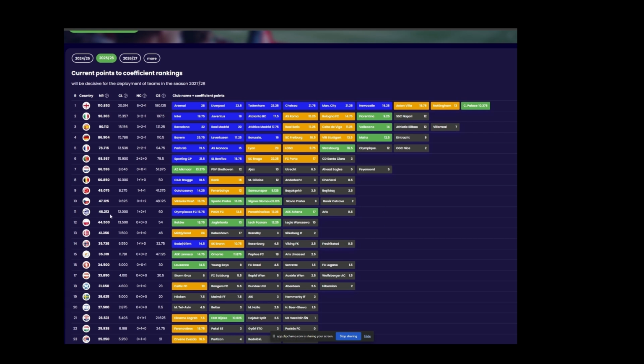Greece is in a very strong position with Olympiakos still participating in the Champions League, PAOK and Panathinaikos both still progressing in the Europa League, and we have AEK Athens who are still in the Conference League. Poland does have an outside chance of making it into the top 10, and they have Raków, Jagiellonia, and Lech Poznań, all of them in the Conference League.